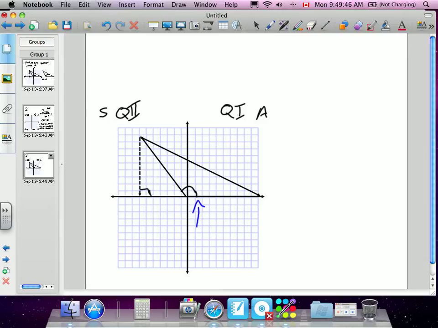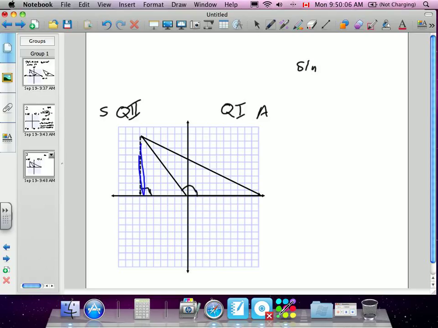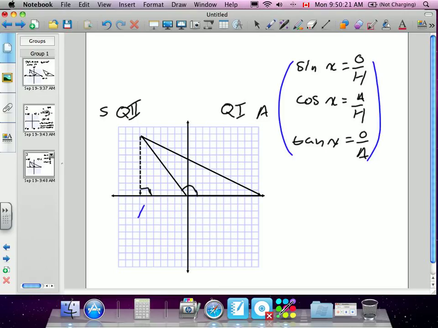We've put our triangle into our graph, and we created a right angle triangle in the second quadrant. It's very important that you realize this right angle triangle is the only time we can use our sine x is equal to opposite over hypotenuse, cos x is adjacent over hypotenuse, and tangent x is opposite over adjacent. We can only use those ratios because we have set up a right angle triangle.